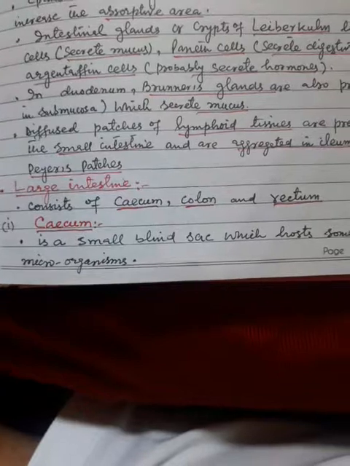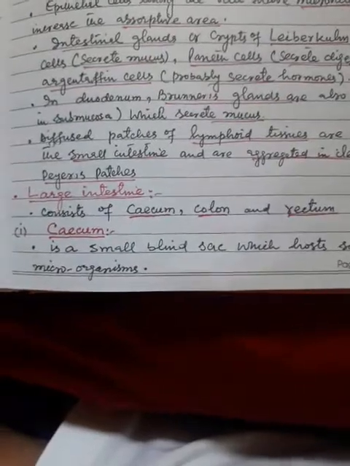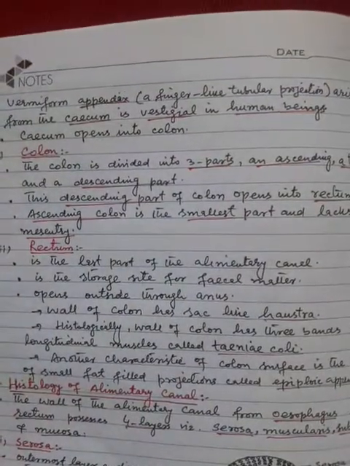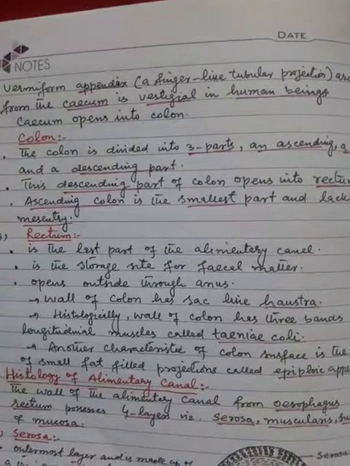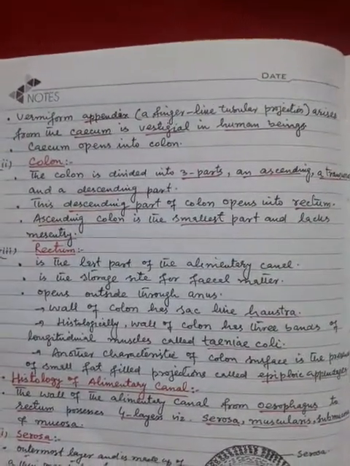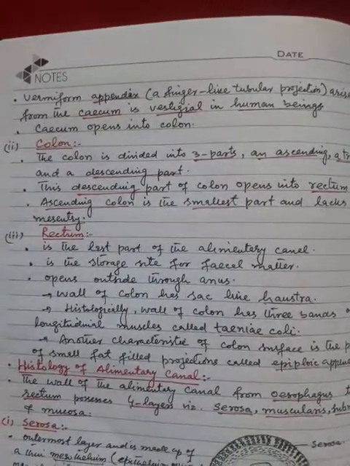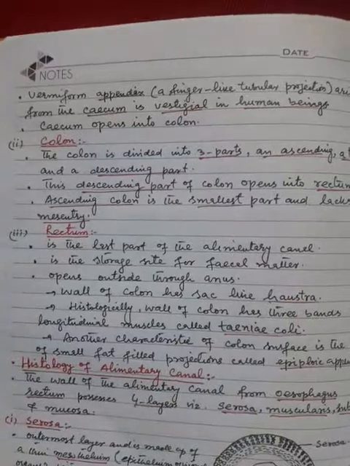Cecum is a small blind sac which hosts some symbiotic microorganisms. Vermiform appendix, a finger-like tubular projection, arises from the cecum and is vestigial in human beings. Cecum opens into colon.